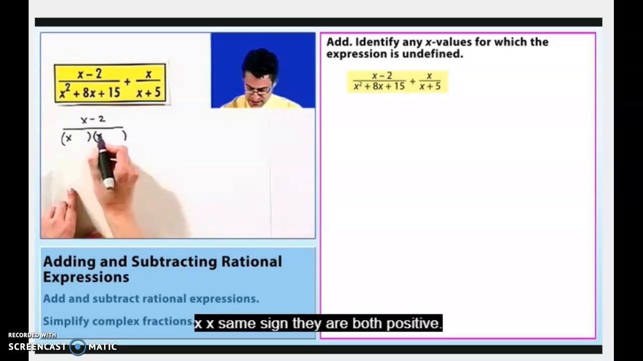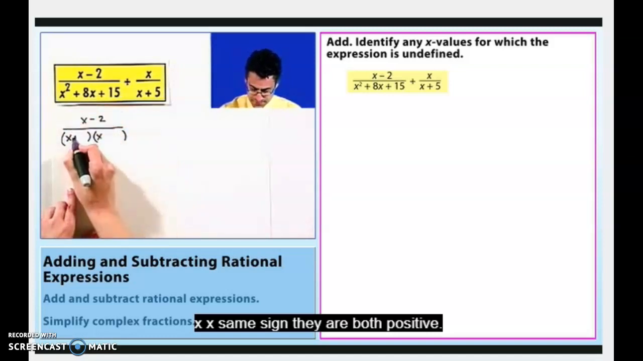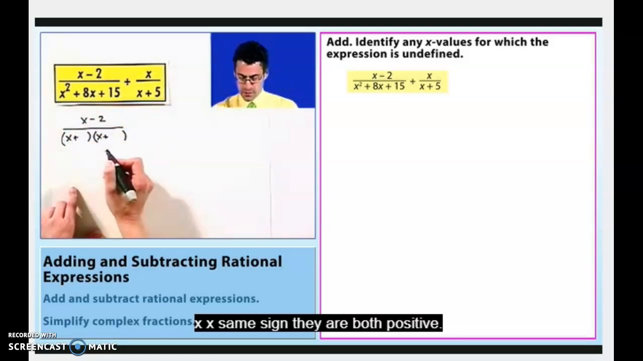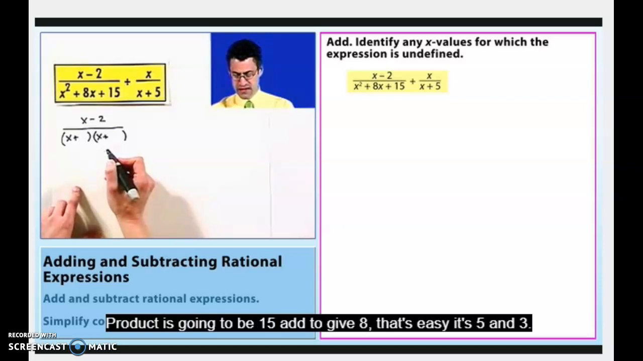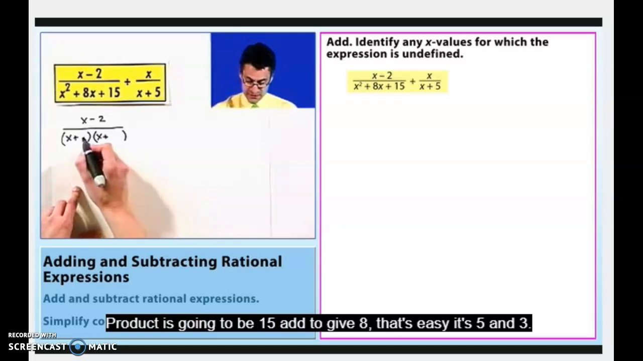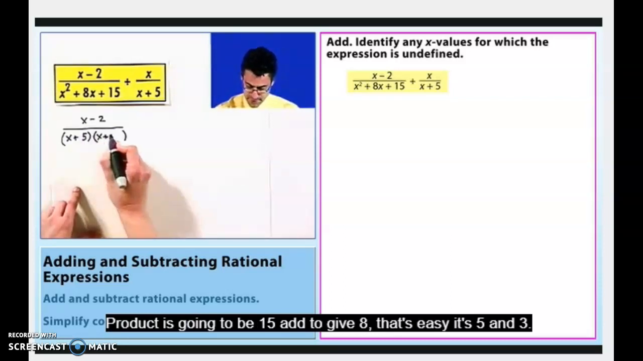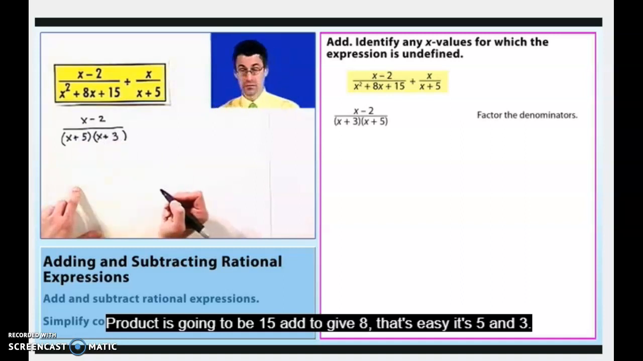X, same sign, they're both positive. Product is going to be 15, add to give 8. That's easy, it's 5 and 3. Okay, good.